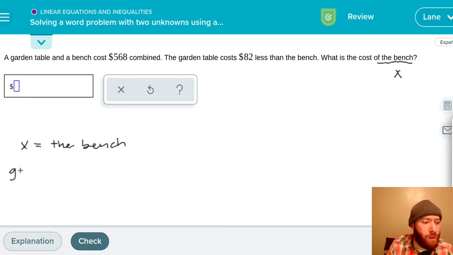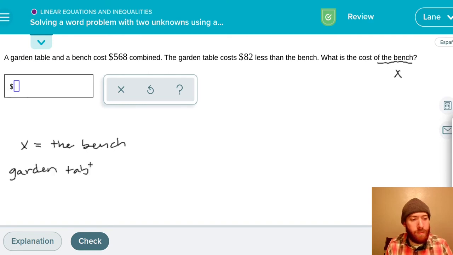What expression could we write for the garden table? It says that the garden table is $82 less than the bench. So if we took the price of the bench, and if we subtract 82 from it, that's the cost of the garden table. In other words, the garden table is x minus 82.